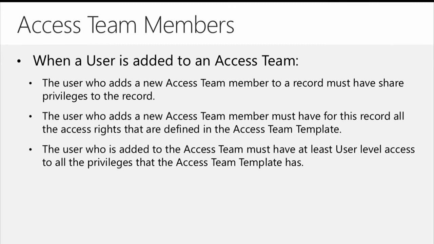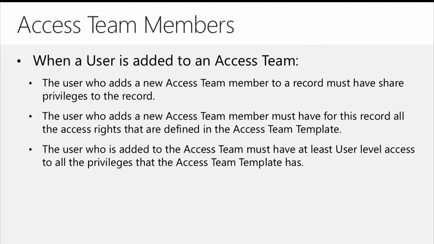Now, a couple of things you need to remember when you're creating and working with access team members. When a user is added to the access team, the user who adds the new team member to the record has to have share privileges on the record. So on their security roles, if you think back to the configuration course, if I am going to add somebody to an access team or to that subgrid, I have to have the ability to share that record out inside Dynamics 365. So if I don't, I cannot add users to that access team.